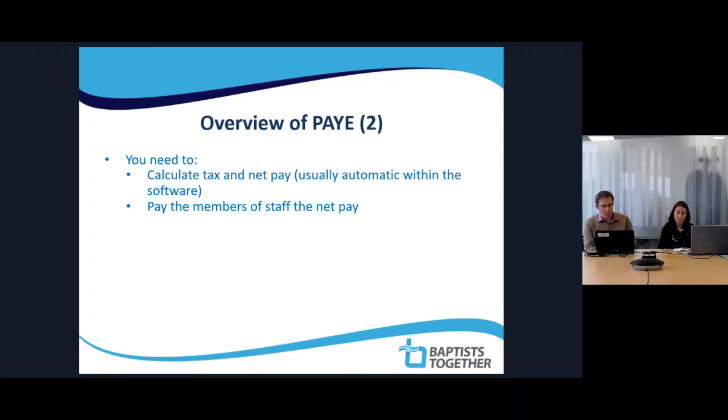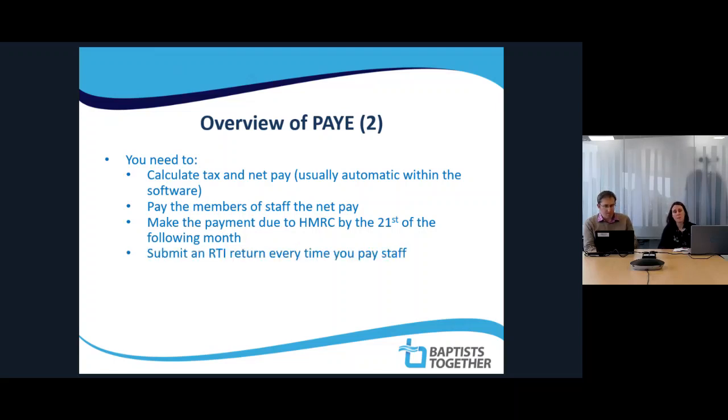You then have to work out how much of that money, the tax and the national insurance, you owe to HMRC. So you add those figures together for all your employees, and then you have to make a payment of that money to HMRC by the 21st of the following month. That's the employer's responsibility to pay that money to HMRC, not the employees. And you also need to submit an RTI return, sometimes called an FPS, a full payment submission. RTI is real-time information. You submit that to HMRC every time you pay your staff.